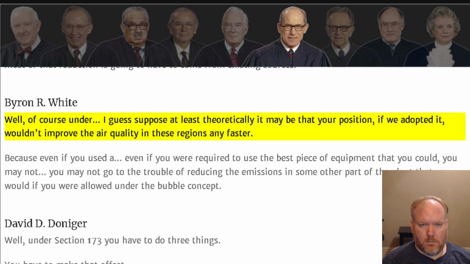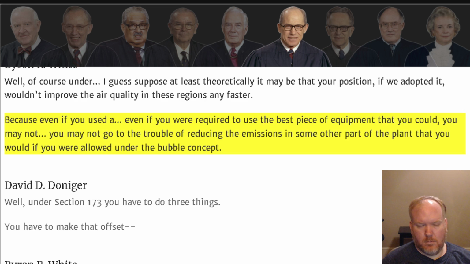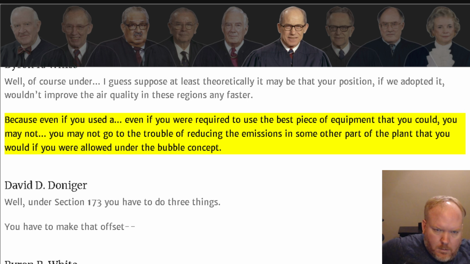Of course, I suppose, at least theoretically, it may be that your position, if we adopted it, wouldn't improve the air quality in these regions any faster, because even if you were required to use the best piece of equipment that you could, you may not go to the trouble of reducing the emissions in some other part of the plant that you would if you were allowed under the bubble concept.